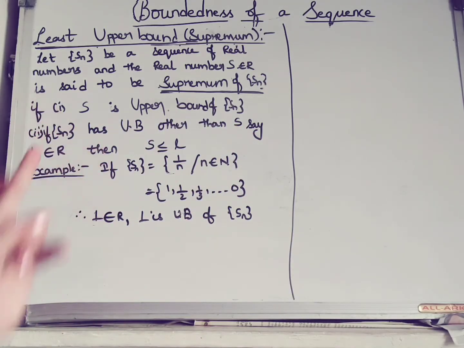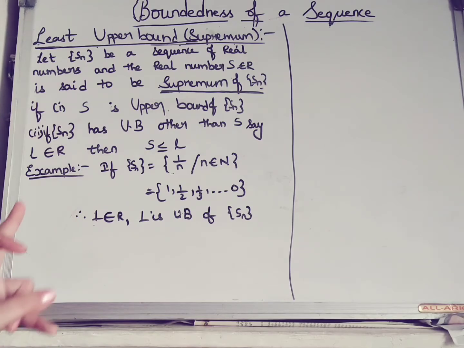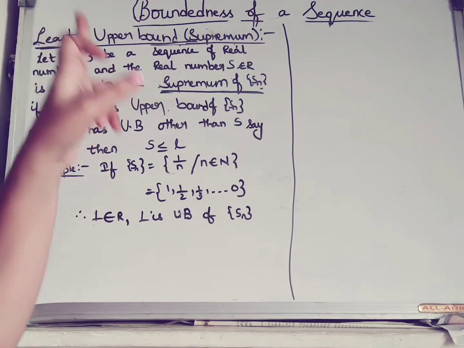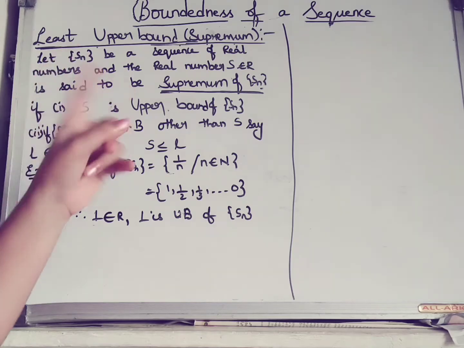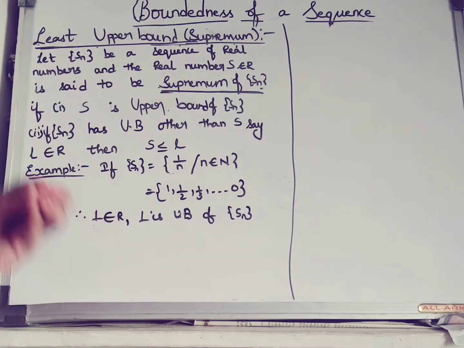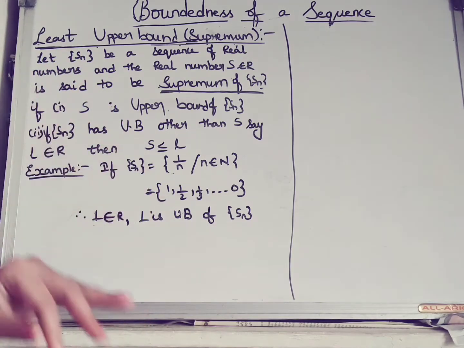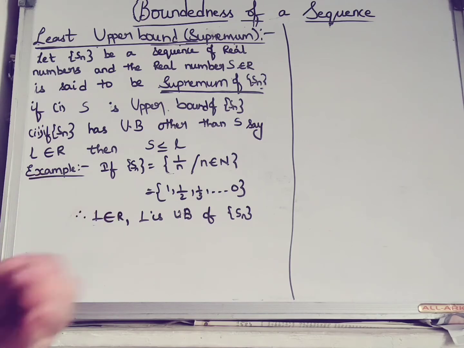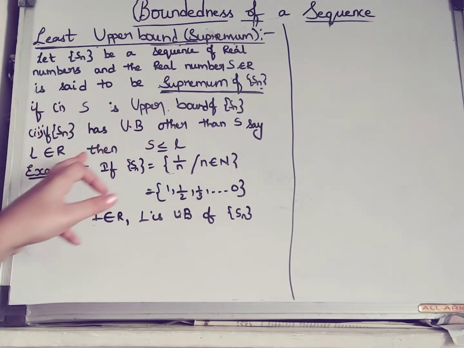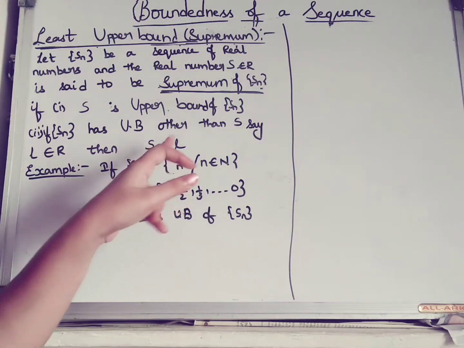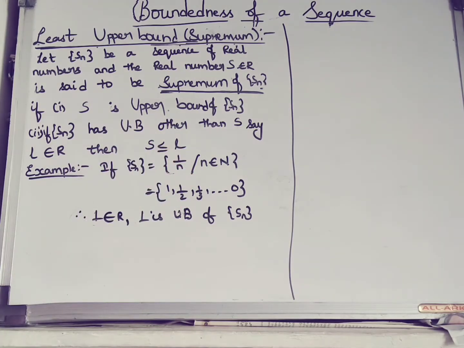Why do we consider another upper bound? Because what is our definition name? Least upper bound. Already we have one upper bound. To say this is the least one, we need to consider another upper bound, right? So I am considering here another upper bound L belongs to R. Then it should satisfy one condition, S less than or equal to L.